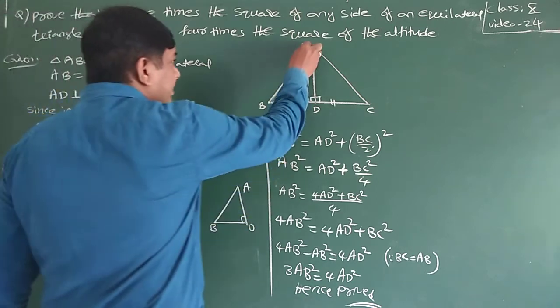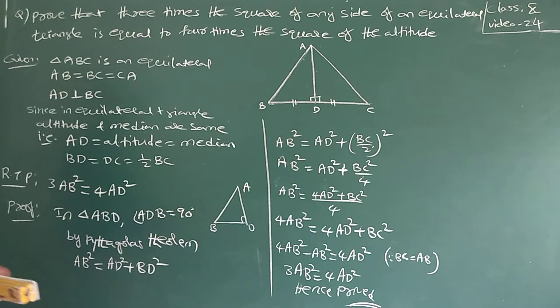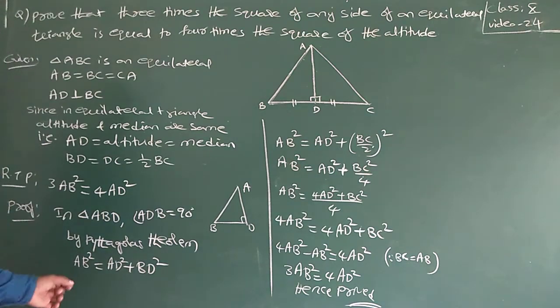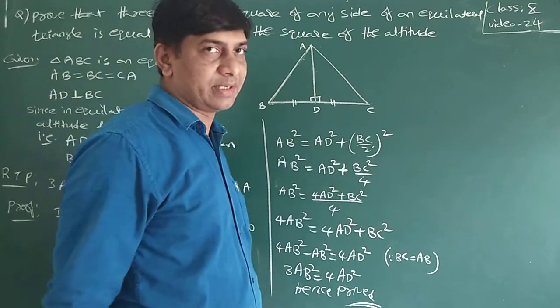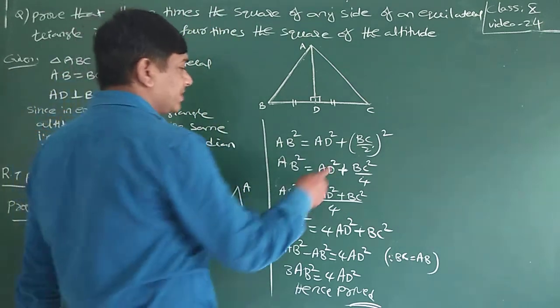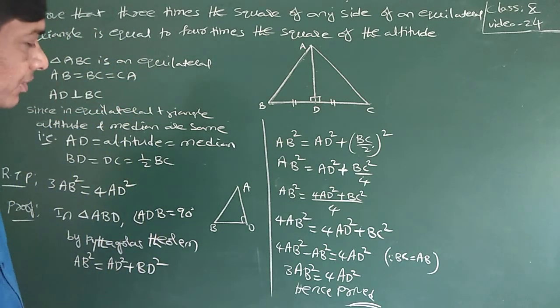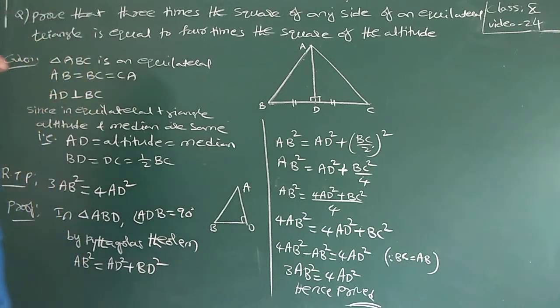Now I consider triangle ABD. In triangle ABD, angle ADB is 90 degrees. By Pythagoras theorem, AB square is equal to AD square plus BD square. Now AB square is equal to AD square plus, BD I wrote as BC by 2 whole square, so AD square plus BC square by 4. Now take LCM: 4 AD square plus BC square by 4. Cross multiply: 4 AB square is equal to 4 AD square plus BC square.